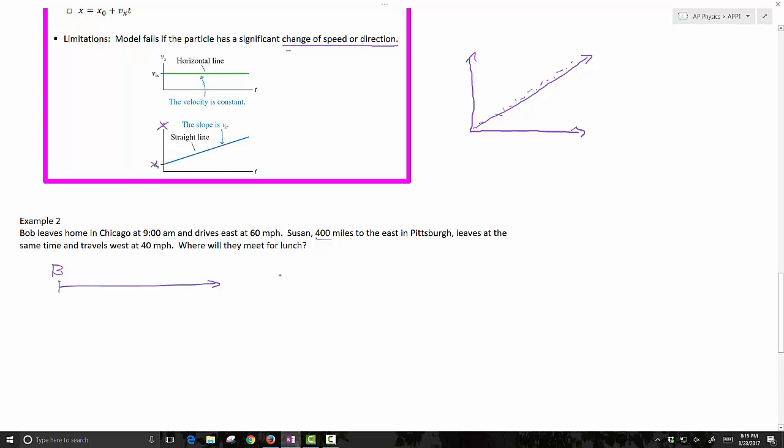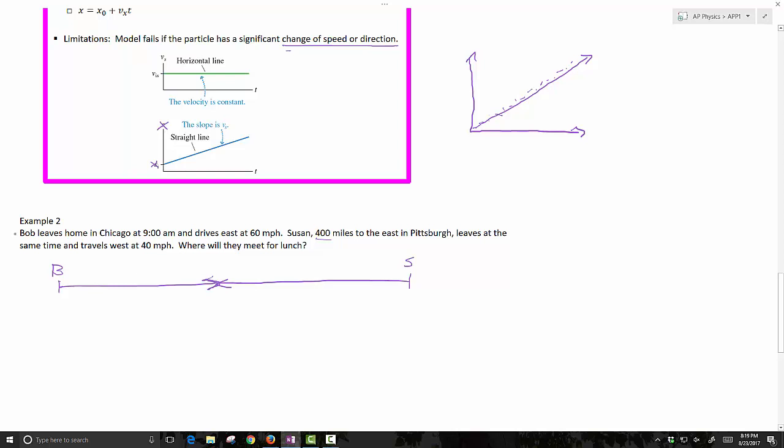And they're going to meet somewhere. Okay, Susan is way over here, and she's going to go west, and they're going to meet somewhere. It's a bad picture. So it appears like somewhere in the middle, but I don't know where it is. It could be right here, or it could be way over here. I'm just drawing a picture so that I can start to make sense of it.